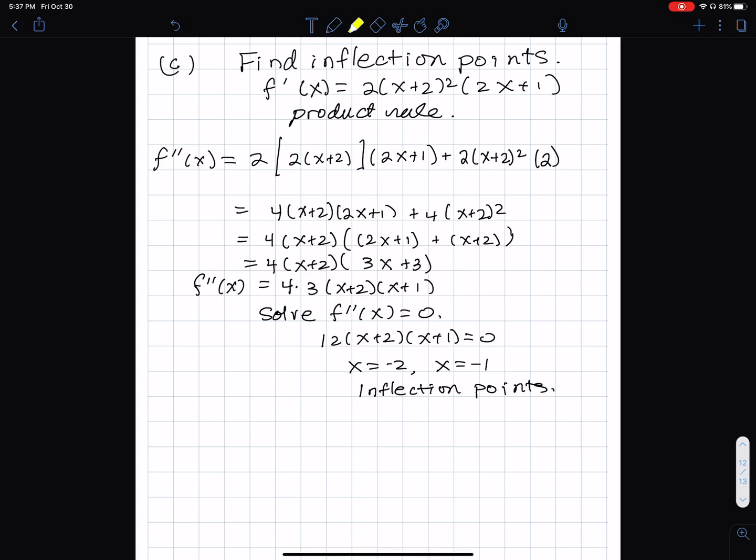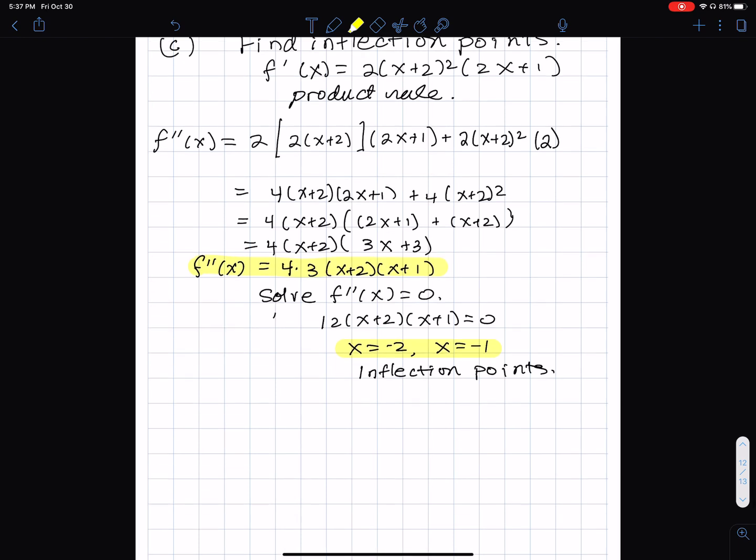Okay, I'm going to highlight those inflection points. But I'll also highlight the second derivative. Maybe I'll put it like that. It doesn't look as good there. Maybe, the way I wrote it, I'll just highlight it here. But 4 times 3 is 12. So it's 12 times x plus 2 times x plus 1.